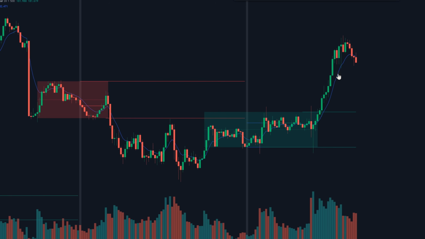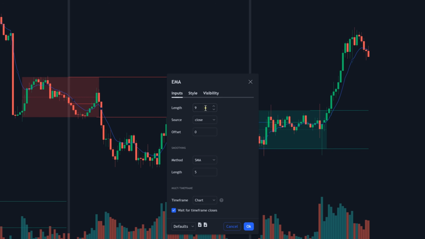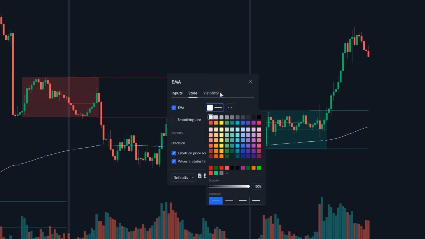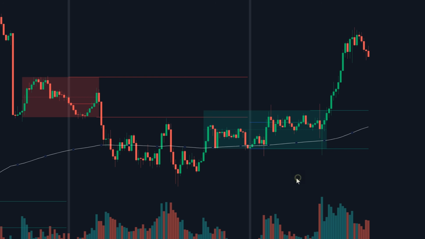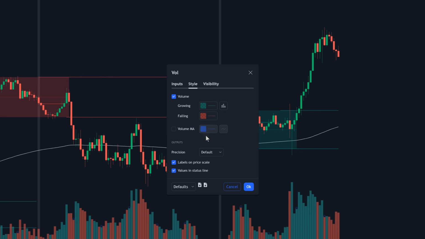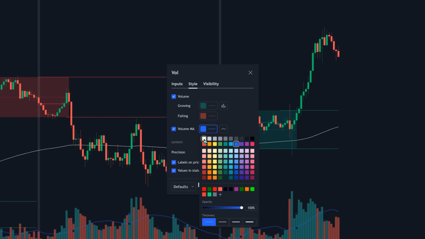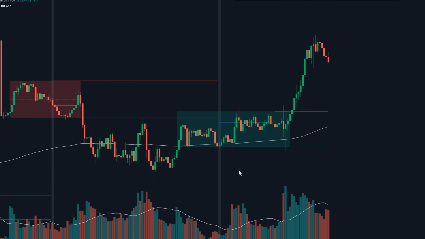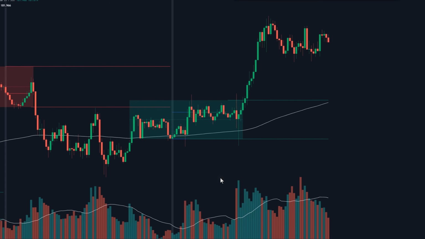Double click on the EMA. And on the Inputs tab, change the length to 200. Then on the Style tab, you want to change the EMA color to white. After that, click OK. For the volume indicator, you want to double click on it, then on the Style tab, enable the volume EMA and change its color to white. And then click OK.